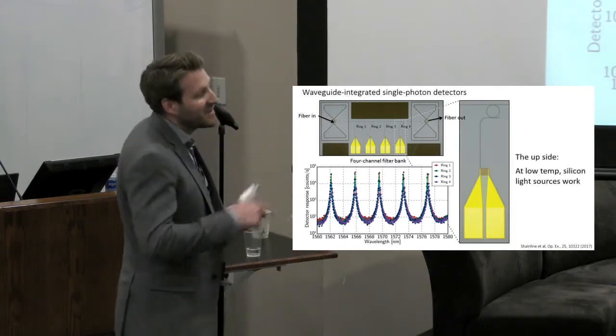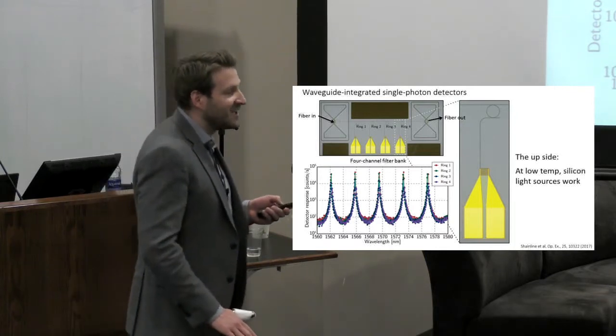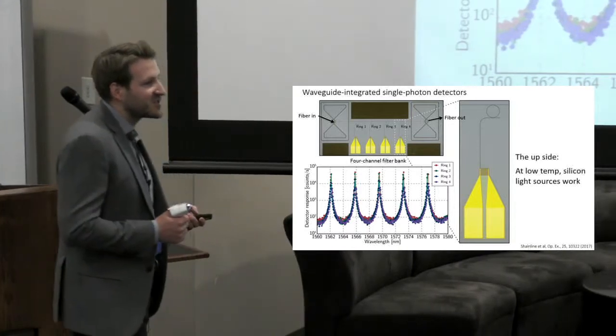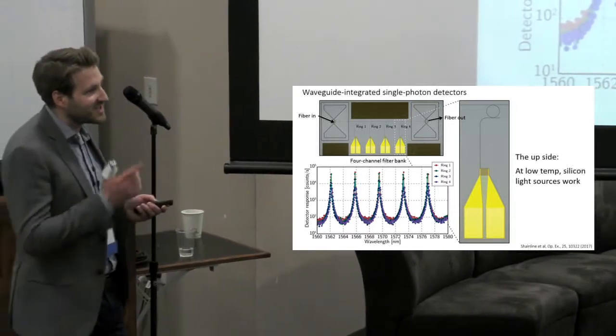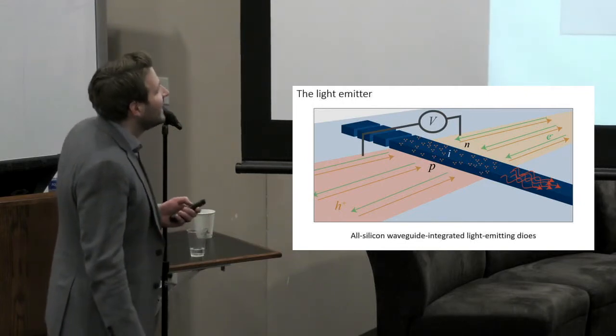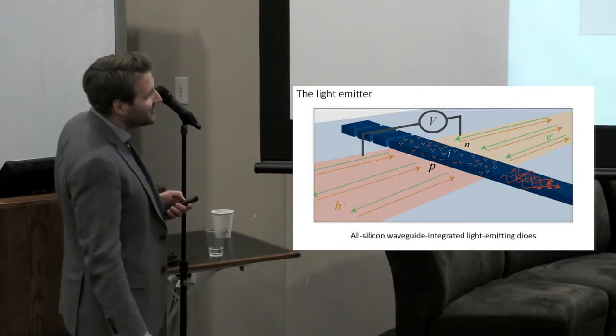Because the upside of the downside is that when you're operating at 4 Kelvin, now you have silicon light sources. If, like I said, you had light sources that were as simple as transistors, we would not be having this conversation. I contend that we do have light sources that are as simple as transistors. So here I'm showing an all-silicon light-emitting diode. This is clearly a cartoon.